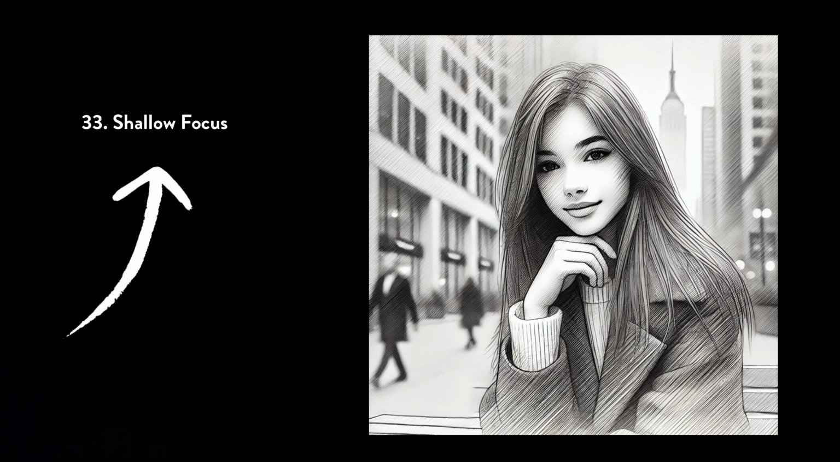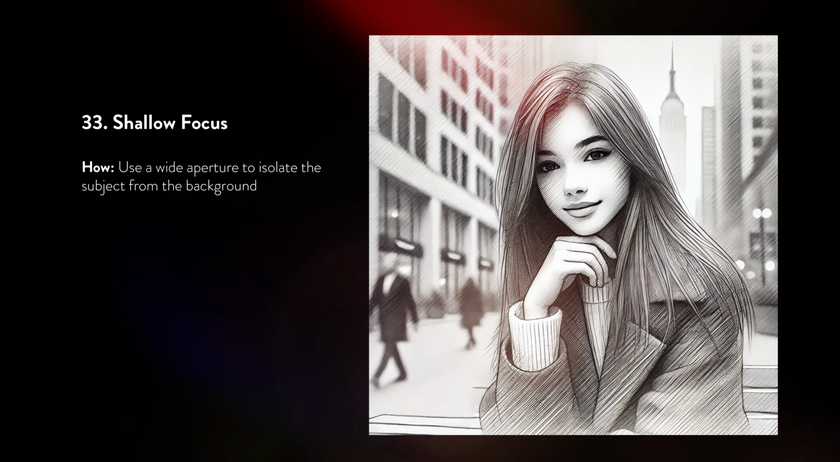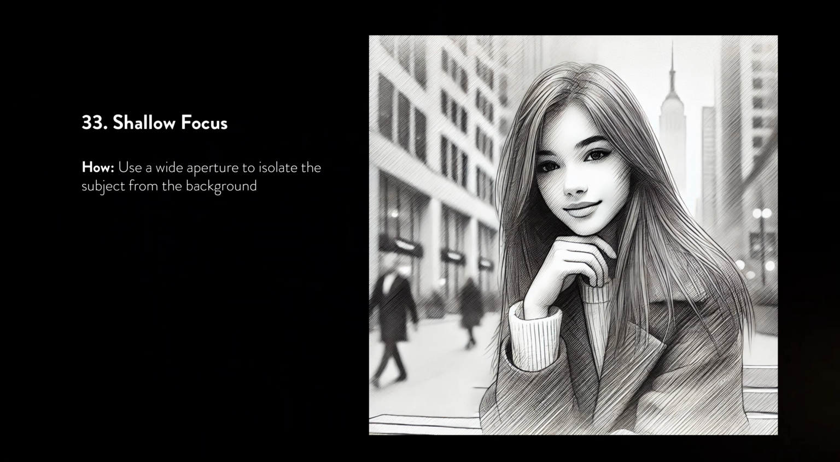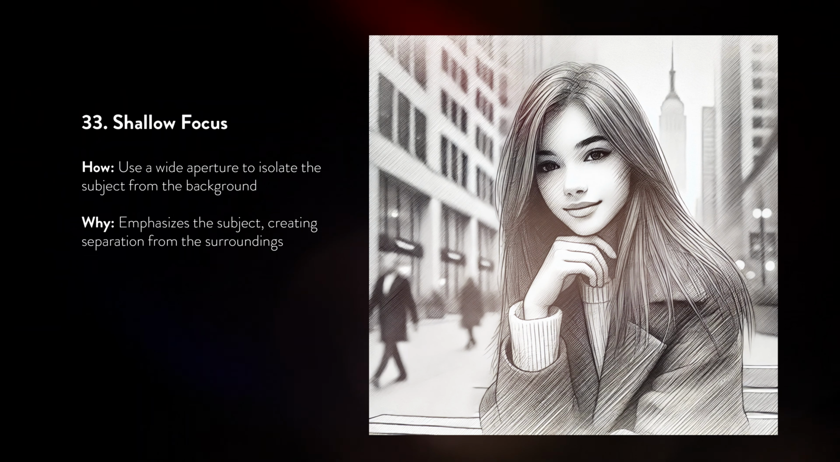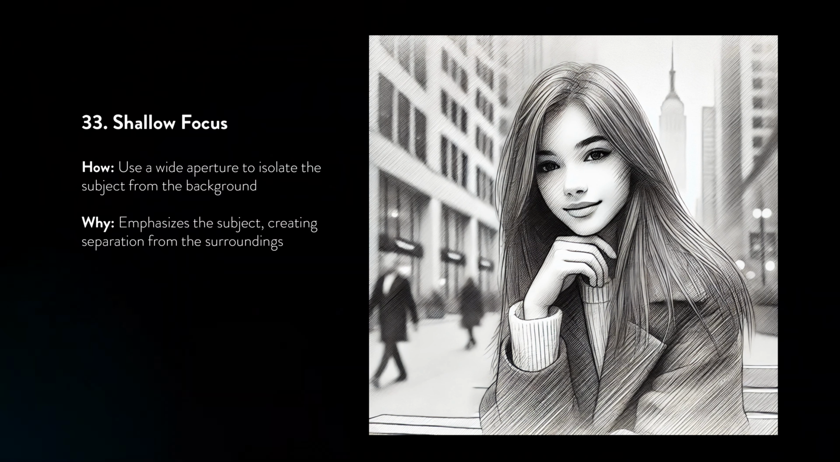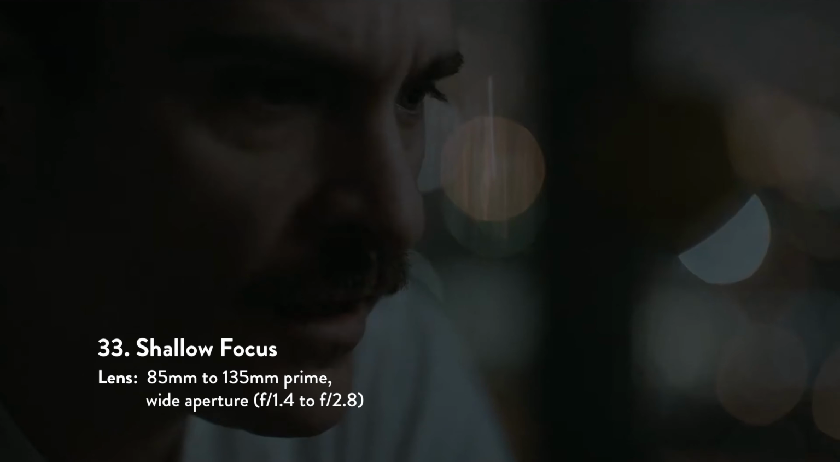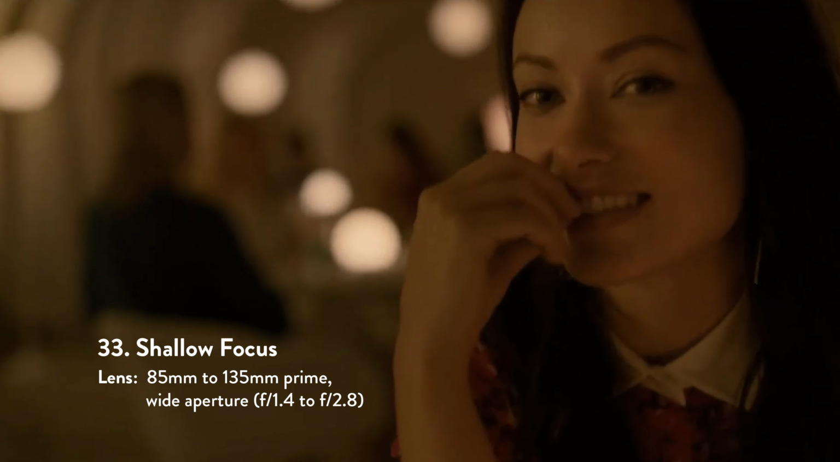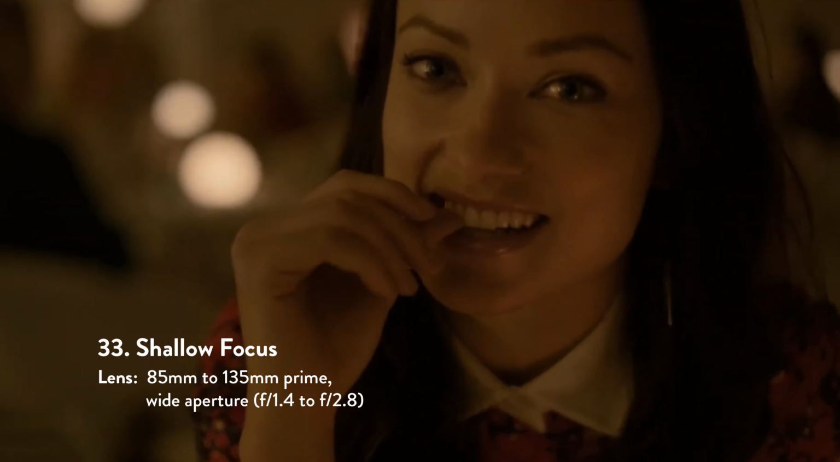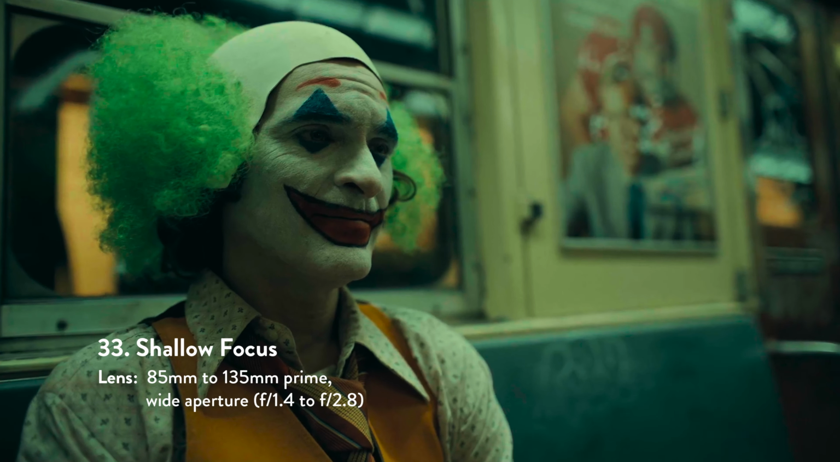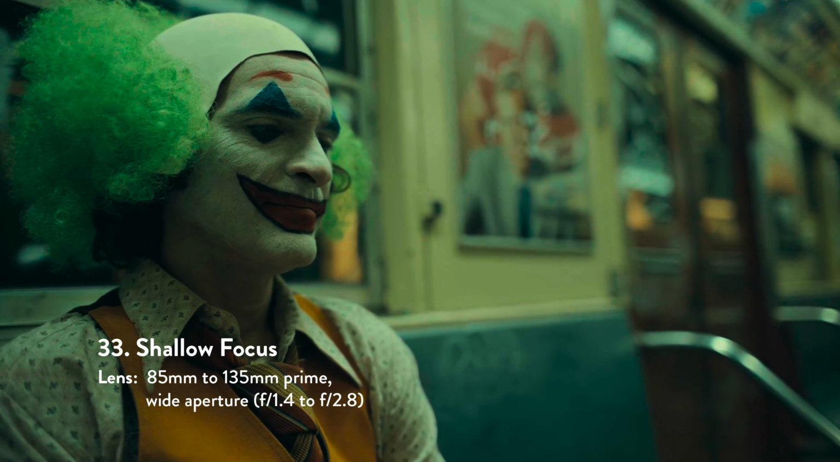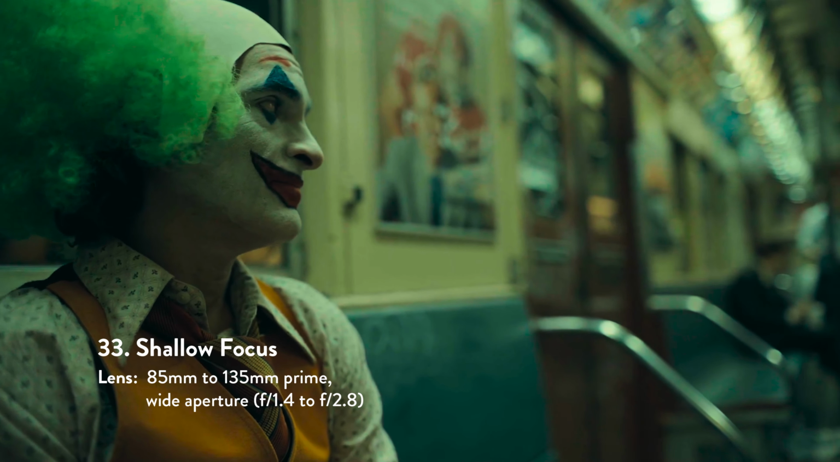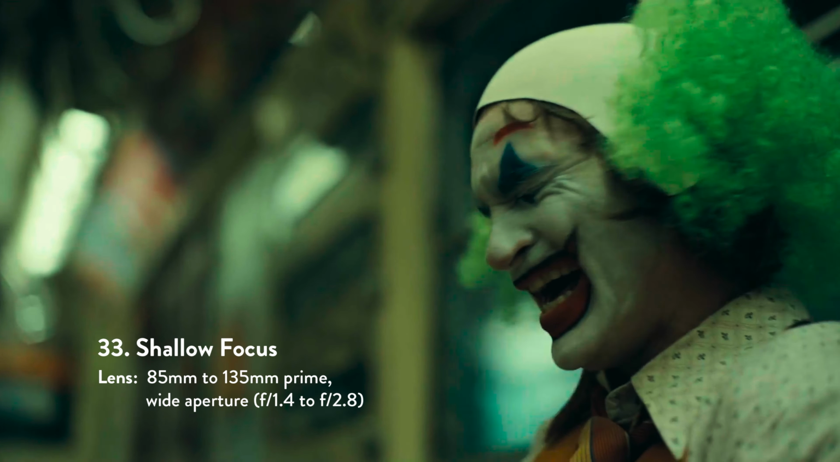33. Shallow focus. Use a wide aperture to isolate the subject from the background. This emphasizes the subject, creating separation from the surroundings. Her. Shallow focus is used to separate Theodore from the real world, creating an intimate but isolated feeling as he falls in love with an AI. Joker. Arthur Fleck's face is in sharp focus, showing his descent into madness, while the background is blurred out.